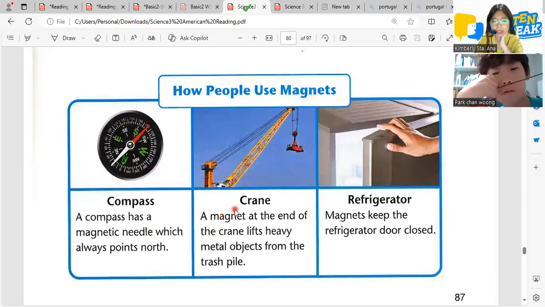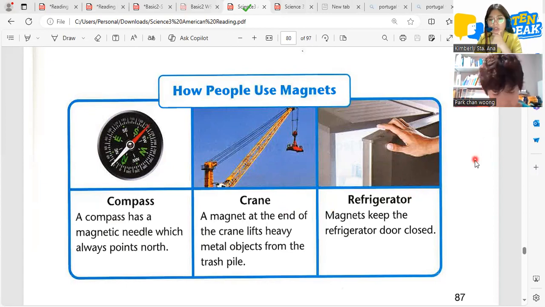How do we use magnets? A magnet at the end of the crane lifts heavy metal objects from the trash pile. Yes, for example, you have this very big chunk of metal, and you need to transfer it from one place to another. So you can use a crane with a magnet at the end of it, and it will lift it to the said place. For example, you have an old car or old bicycle. You can also use a magnet to transfer it.